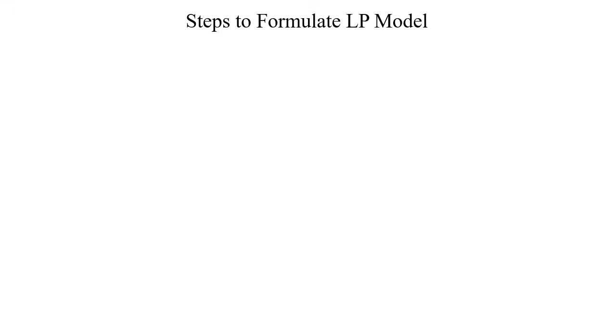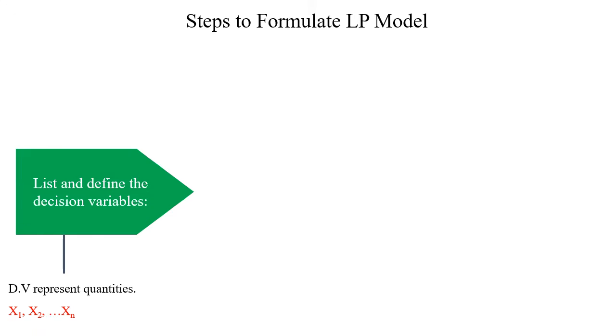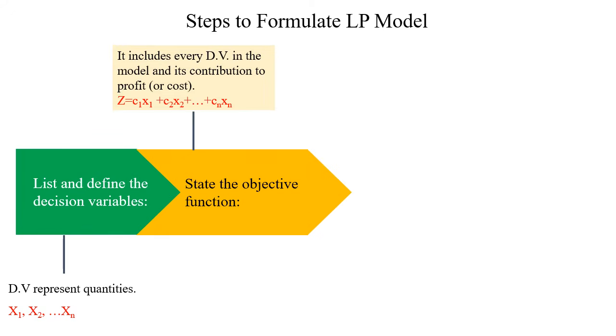Now let's start to formulate the linear programming model. Before that, we have to see the steps clearly. The first step in linear programming formulation is to list and define the decision variables. The decision variables are represented by x1, x2, x3, and so on, up to xn. These represent the ultimate solution that we are going to solve, or they represent the quantities. And the second step is to state the objective function.